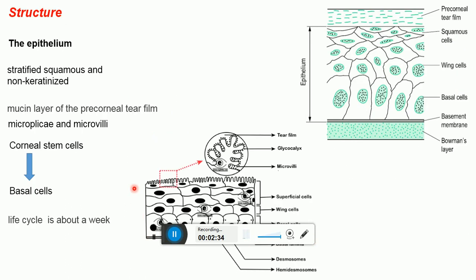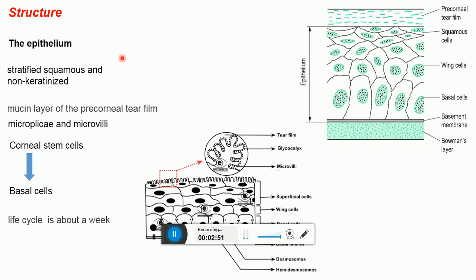Now the microscopic anatomy. Cornea is composed of 5 layers. They are epithelium, the Bowman membrane, the stroma, then the Descemet membrane, and then the endothelium. First of all, the corneal epithelium.